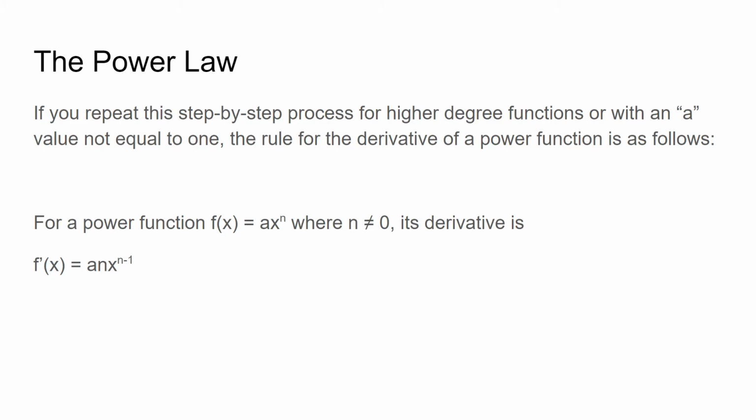first principles and the derivative, we can see a pattern for the power law, and if we repeated this step-by-step process for higher degree functions, the rule for the derivative of a power function can be seen below. So for any power function, f of x equals ax to the power of n, where n is not equal to 0, its derivative is f prime of x equals a times n times x to the power of n minus 1.